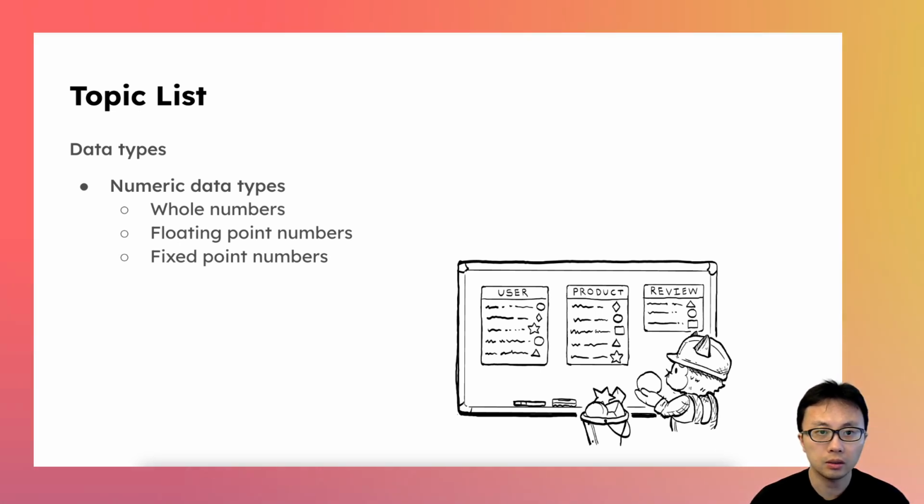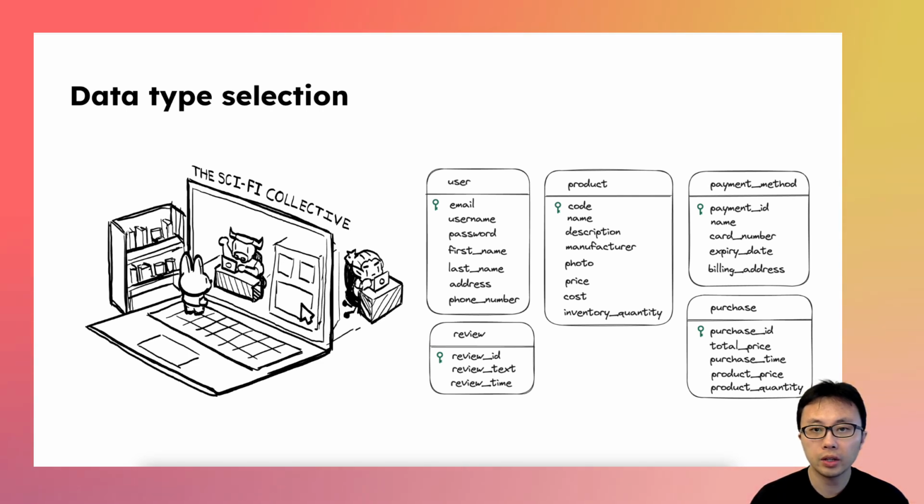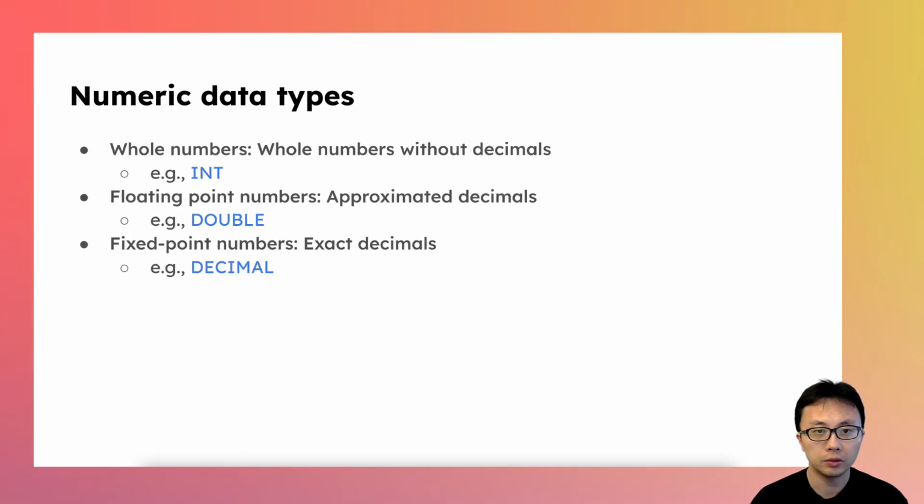Let's get started. Imagine that you are working towards designing a database for an online store named the Sci-Fi Collective, and have identified all their entities, attributes, and the primary keys. Your next step is to select the right data type for each column. To do this task right, you need to pick up some knowledge about data types first. And you will start with the numeric data types in this video.